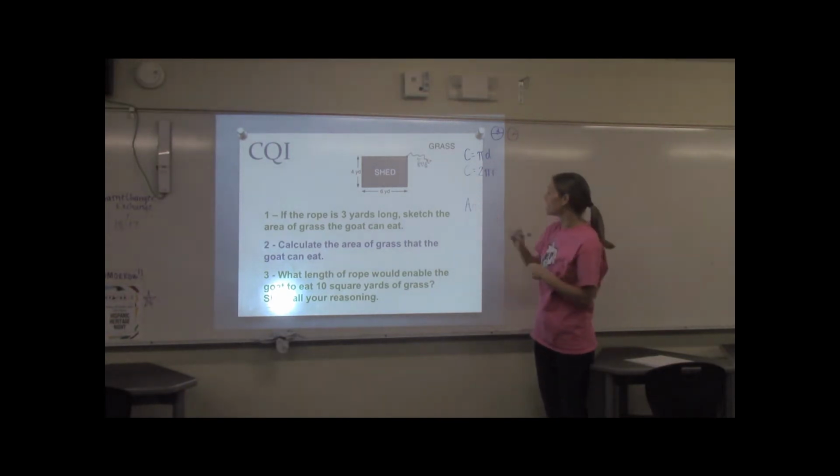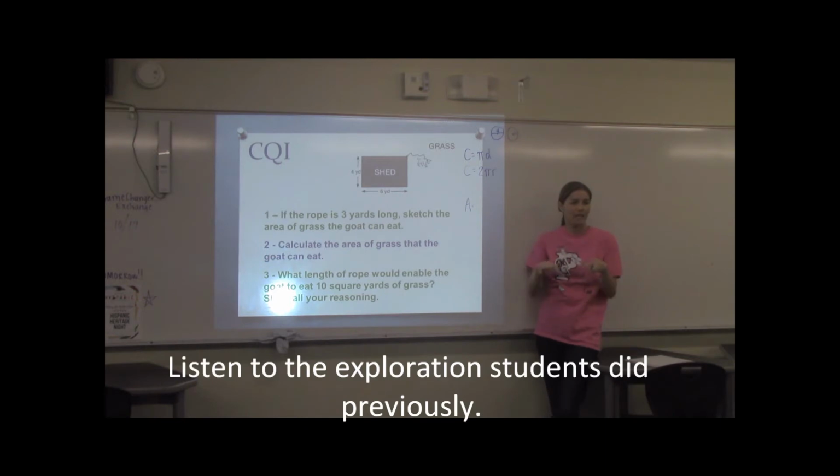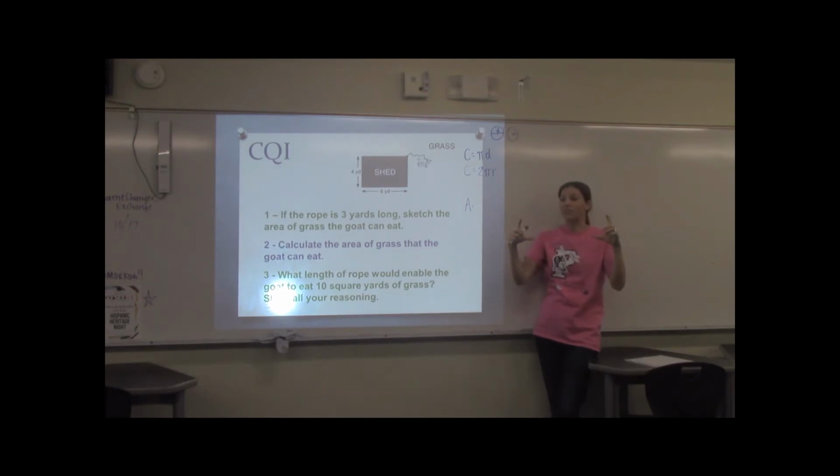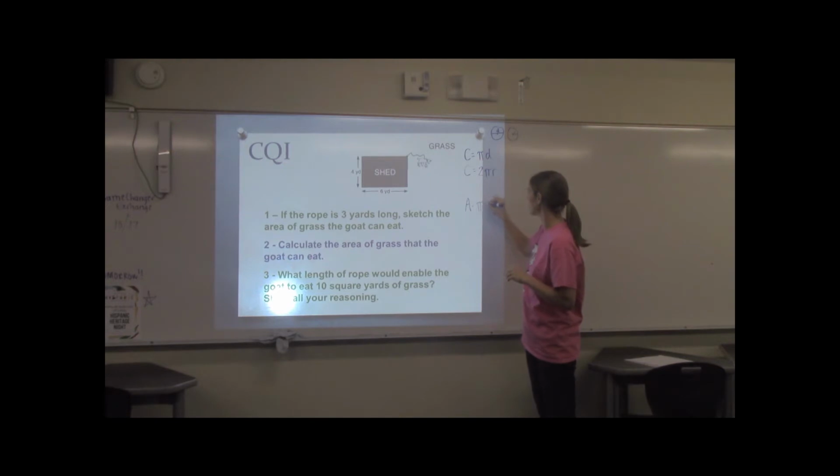All right, and then our area, which we explored with the paper plates last week, we cut up the plate and we spread it out, and we found that it's the same as a rectangle, right? But how do we find its area? Pi r squared. Good, pi times radius squared.